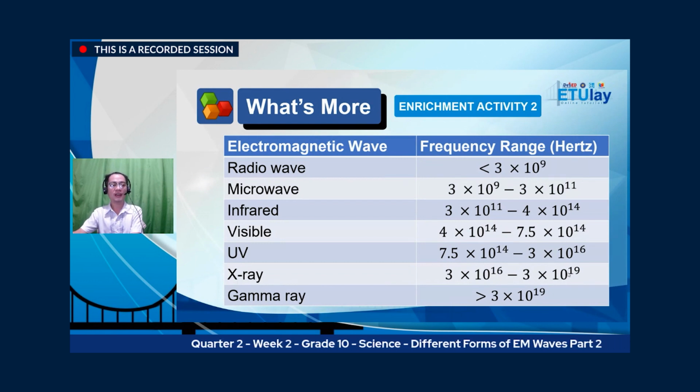Radio wave, less than 3 times 10 to the 9. Microwave, 3 times 10 to the 9 to 3 times 10 to the positive 11. Infrared, 3 times 10 to the 11 to 4 times 10 to the 14. Visible light, 4 times 10 to the 14 to 7.5 times 10 to the 14. Ultraviolet rays, 7.5 times 10 to the 14 to 3 times 10 to the 16. X-ray, 3 times 10 to the 16 to 3 times 10 to the 19. And the gamma ray, greater than 3 times 10 to the 19 hertz.